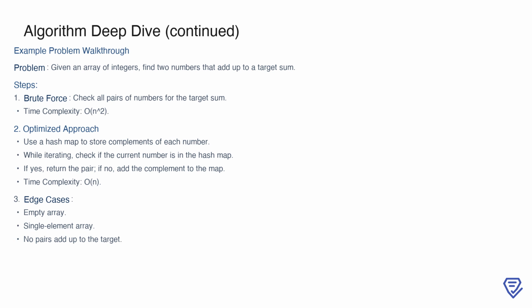Don't forget to account for edge cases, such as an empty array, a single element array, or scenarios where no pairs meet the target. By combining a clear understanding of the problem, an efficient algorithm, and robust edge case handling, you can arrive at an optimal solution.